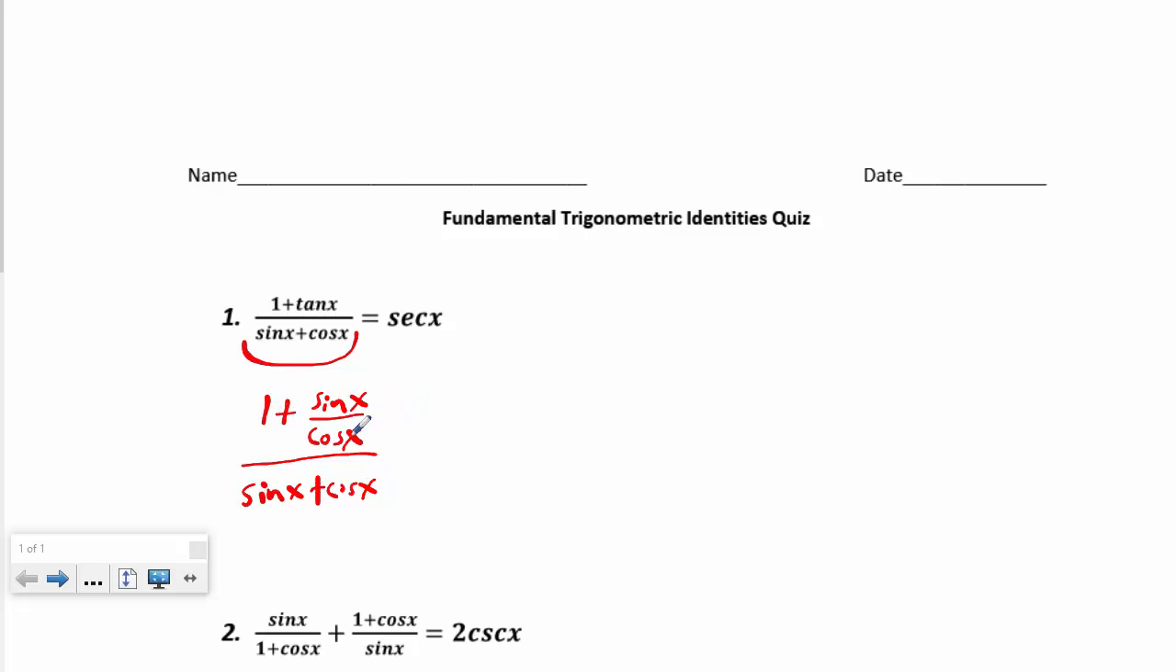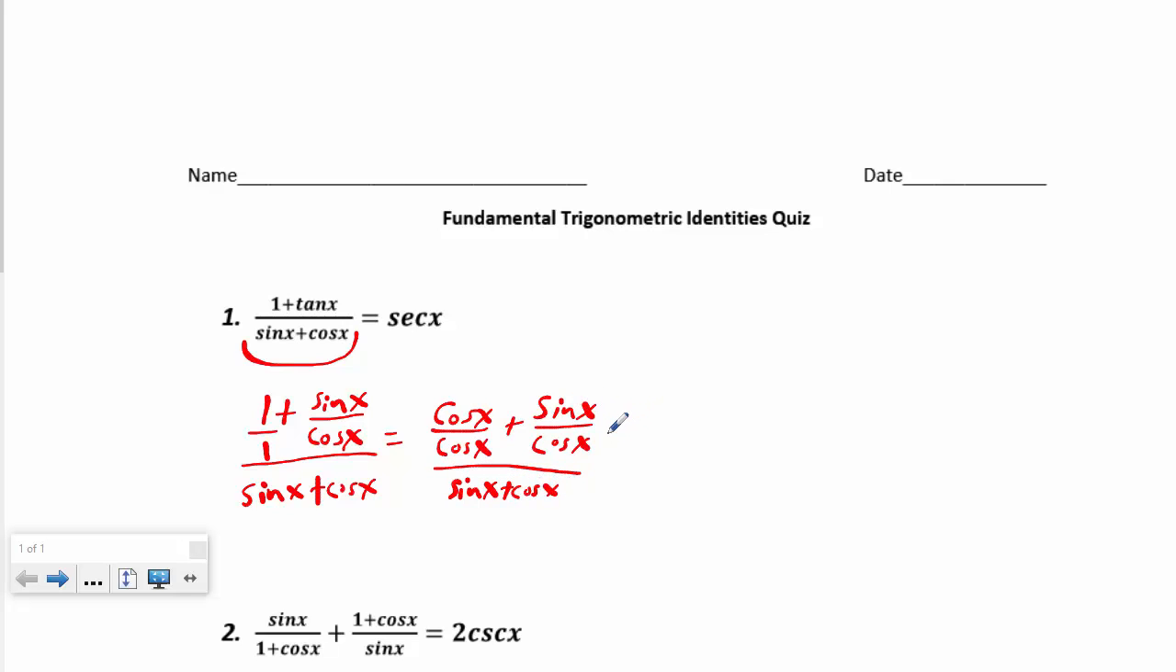Now what you see here is I could write 1 as 1 over 1, and what I would like is a common denominator of these two fractions on the top of this quotient. So instead of 1 over 1, I'm going to write that as cosine x over cosine x, because technically cosine x over cosine x is the same thing as 1. And now I'm going to add this other fraction, sine x over cosine x, and then put this over sine x plus cosine x.